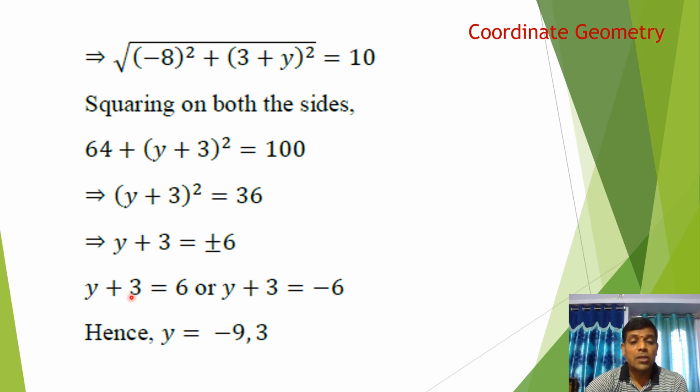Now y plus 3 is equal to plus 6. So y equals 6, bring plus 3 from LHS to RHS, it becomes minus 3. And y plus 3 equals minus 6, so y equals minus 6, bring plus 3 from LHS to RHS, it becomes minus 3. So 6 minus 3, minus 6 minus 3. 6 minus 3, we get 3. Minus 6 minus 3, minus 9. So what are the values of y? Minus 9 and 3. These two are the possible values of y. Minus 9 comma 3. Now next one.